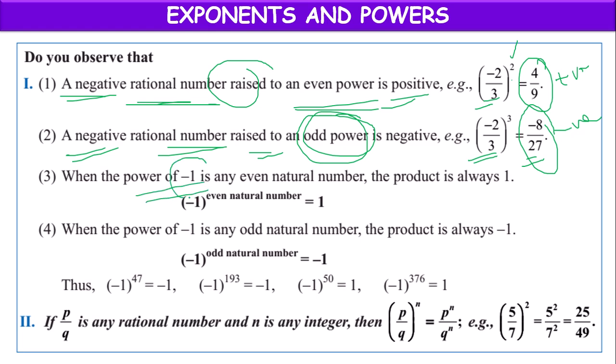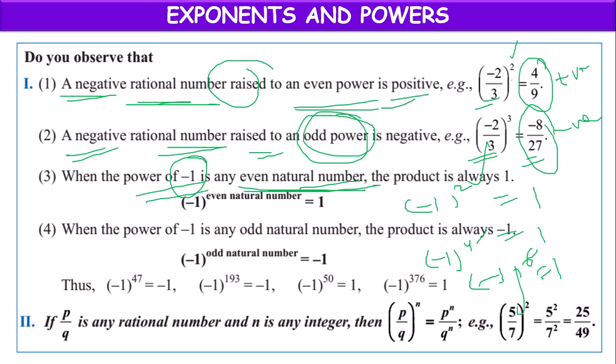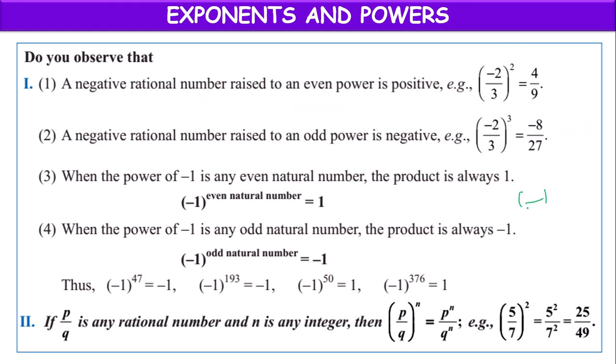So the power of -1: when the power of -1 is any even natural number, (-1) whole square, (-1) whole power 4, (-1) whole power 6, any even natural number, then the result will always be 1. But (-1) whole power any odd natural number, its value will always be equal to -1.